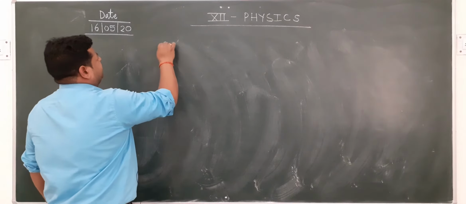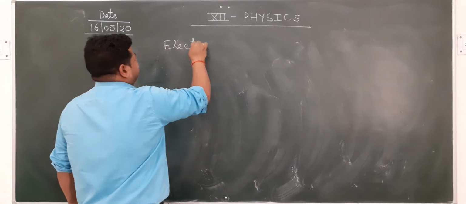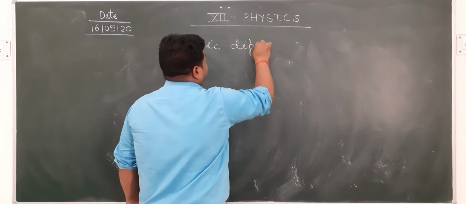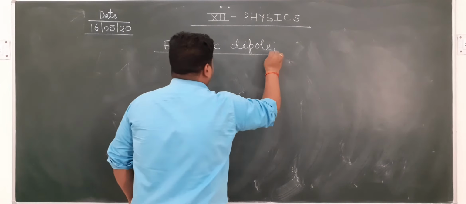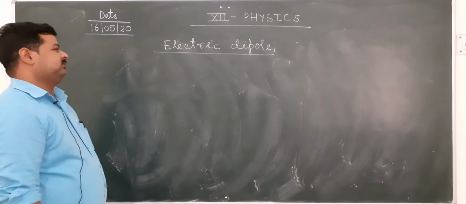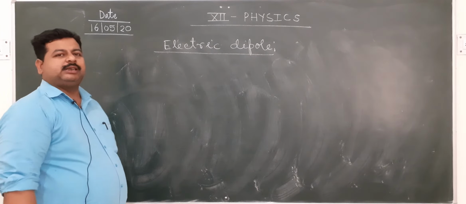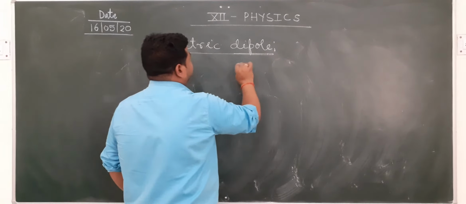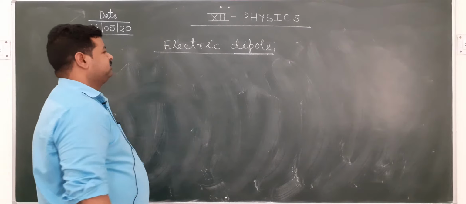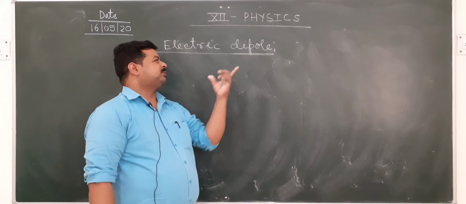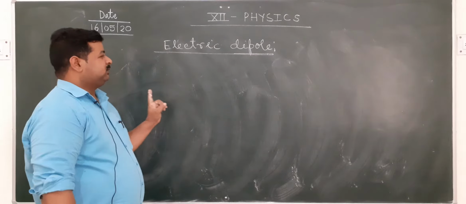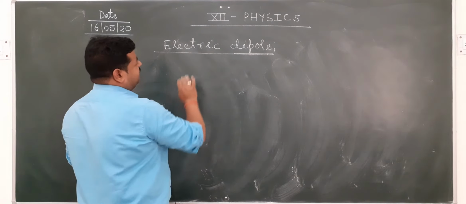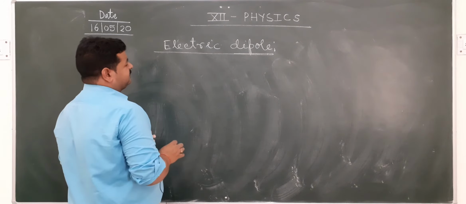The next topic is electric dipole. From some examples, we study electric dipole. The word dipole is divided into two parts, di and pole. Di means two. So here, by some examples, we define and understand the electric dipole.